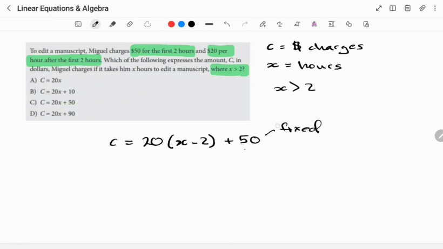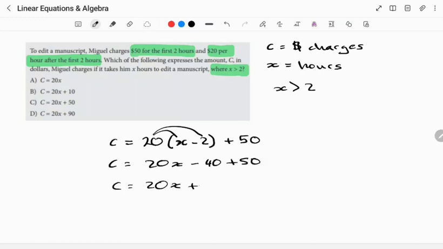I hope that makes sense. Now we're going to go ahead and simplify this. So C is going to be 20x minus 40 plus 50. I just multiplied the 20 by the x and by negative 2. And then C is going to be 20x plus 10. So our answer for this is B.